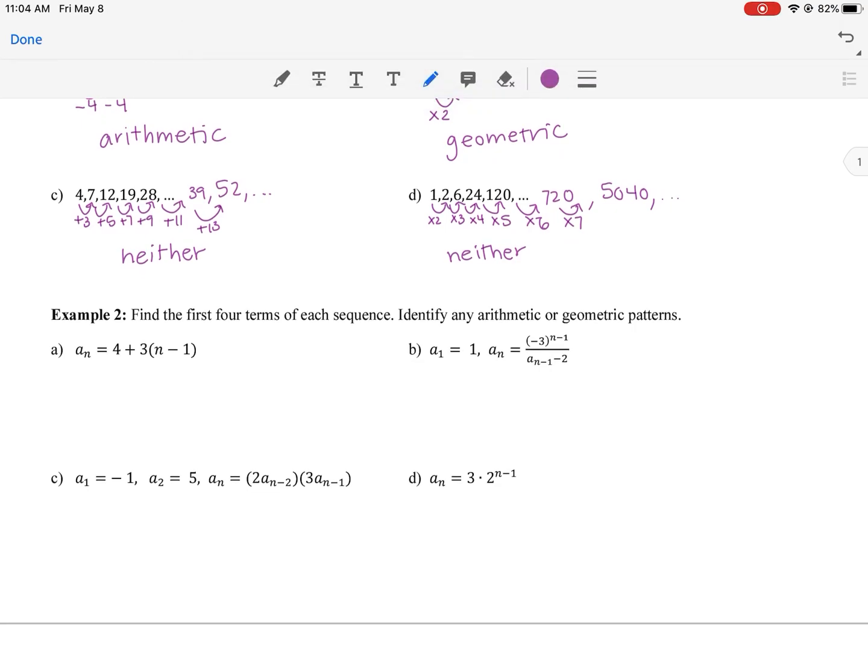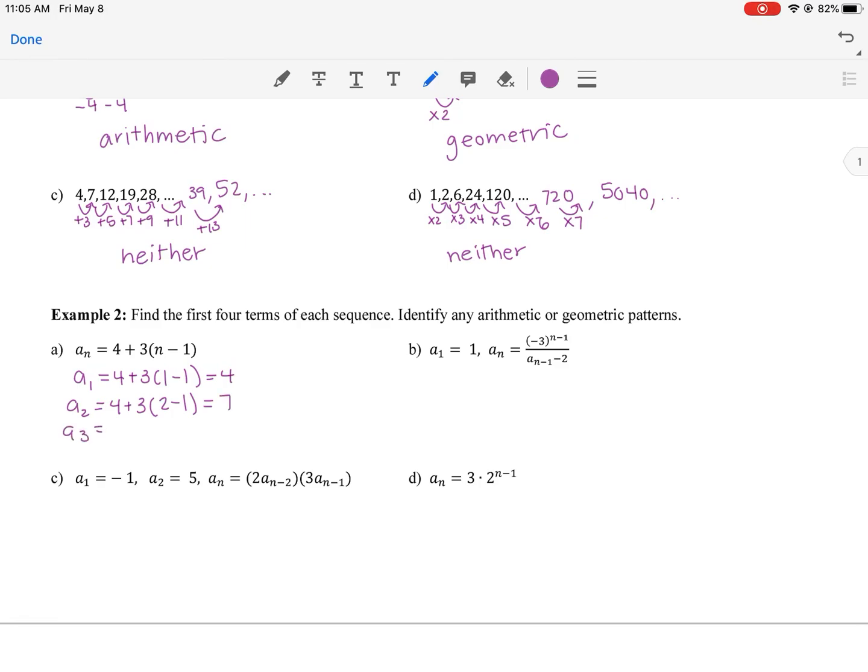Okay. So next, let's find the first 4 terms of the sequence, identified as arithmetic or geometric. So if we want to find the first 4 terms, you would first think about the first term is going to be a sub 1. So all we're doing is plugging 1 into the equation. So we get 4 plus 3 times 1 minus 1, which is 0, which gives us 4. And then for a sub 2, we're doing 4 plus 3 times 2 minus 1 equals 4 plus 3 times 1, which is going to be 7.